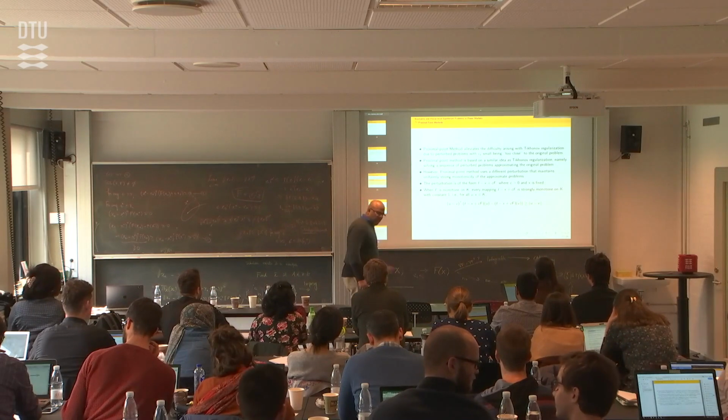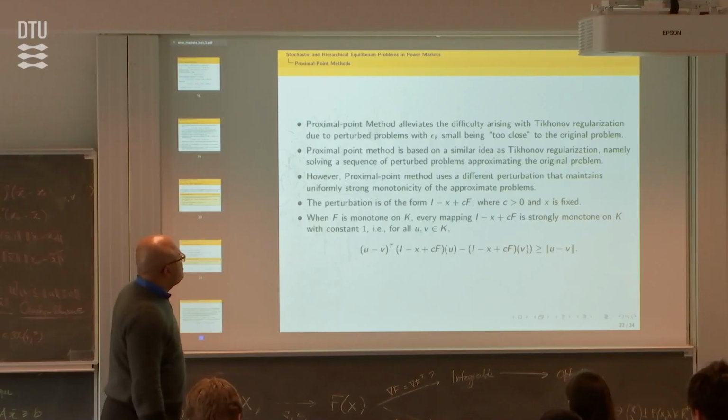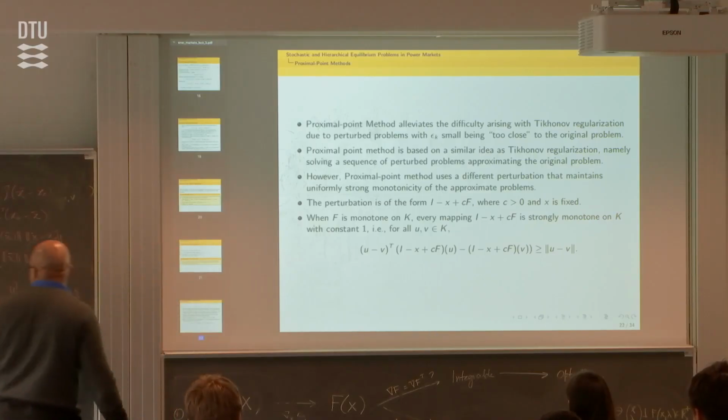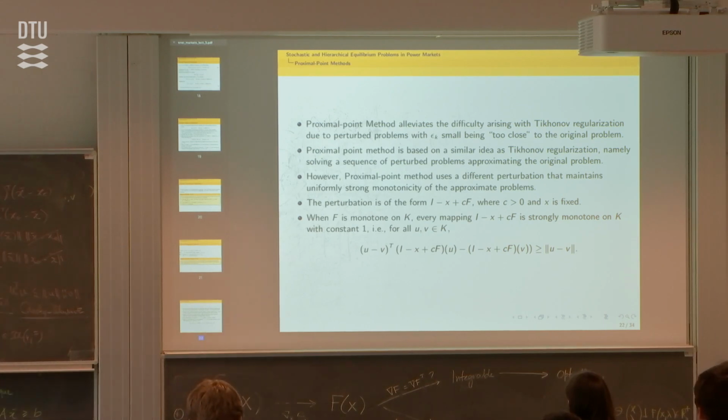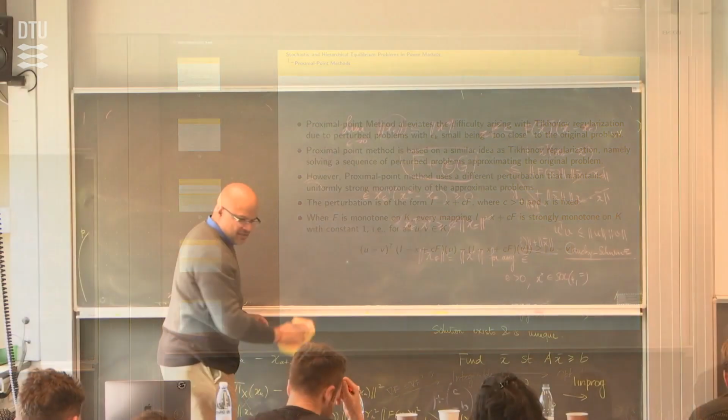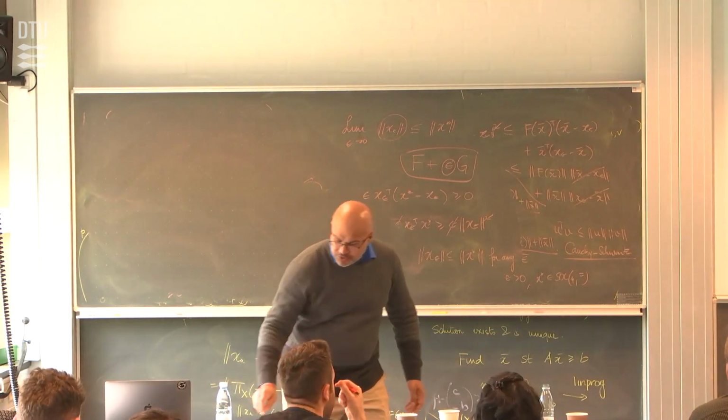So what proximal point methods do is they use a different perturbation. Let me just show you what they do. They use the previous iterate as a basis to analyze the problem or to compute a solution.